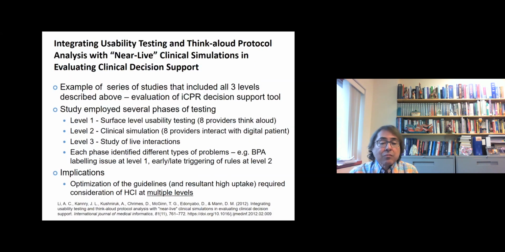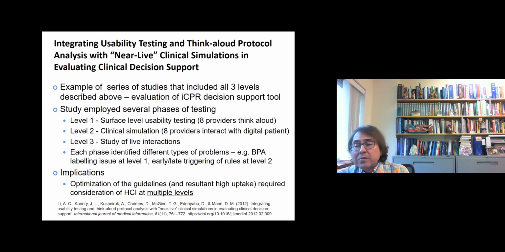So that came about on a project done at Mount Sinai Medical Center in New York with colleagues, called Integrating Usability Testing and Think Aloud Protocol with Near-Live Clinical Simulations. The project here, which I won't spend a lot of time on, was not implementing an EHR. They had an EHR, Epic, but it was adding clinical guidelines that would be triggered on top of it. So another type of implementation.